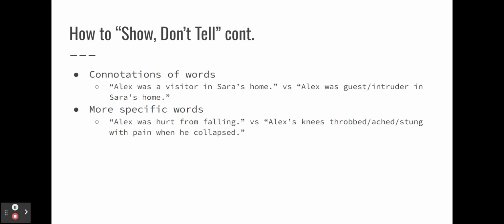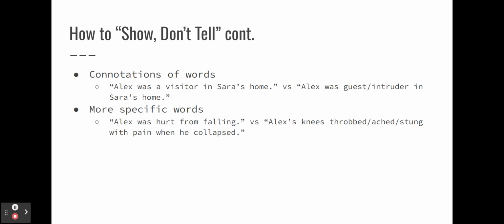The next one is connotation of words. Telling could be "Alex was a visitor in Sarah's home," and showing would be "Alex was a guest in Sarah's home," or "Alex was an intruder in Sarah's home." By switching visitor to guest or intruder, you create a more specific tone because the connotations are so different. While they both mean visitor, because they have different connotations, guest has a tone of friendliness and intruder has a tone of hostility.